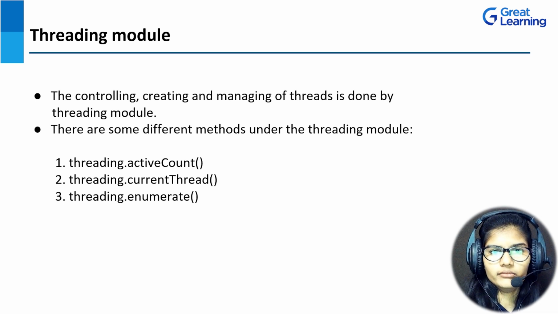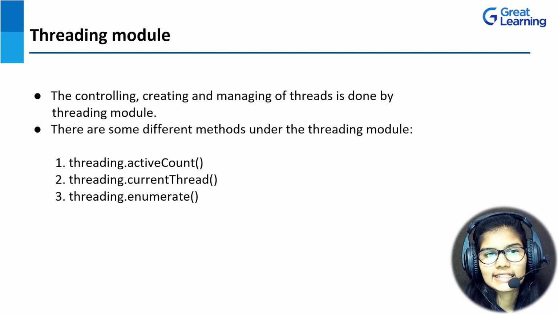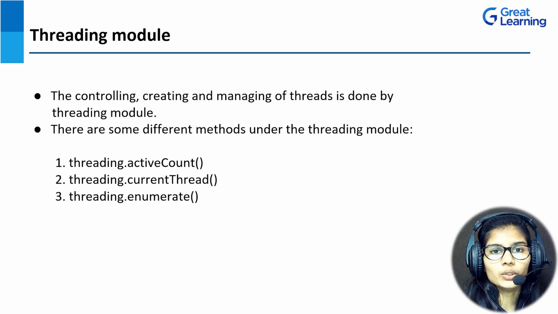These are the three different functions you have in the threading module. What they are used for and what they return, we'll be seeing in the next slide. But for now, understand that you have these three methods in the threading module: active count, current thread and enumerate. I will quickly give a recap of this and then we move towards the functions in detail. So threading is one of the modules in the Python programming language, and it allows you to create threads and work with threads. The controlling, creating and managing of threads is completely done by the threading module only.